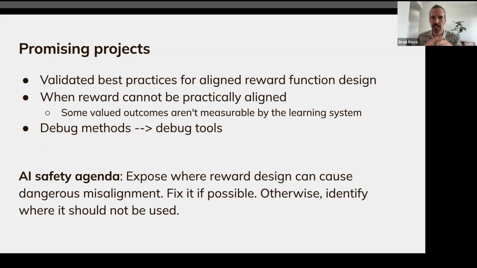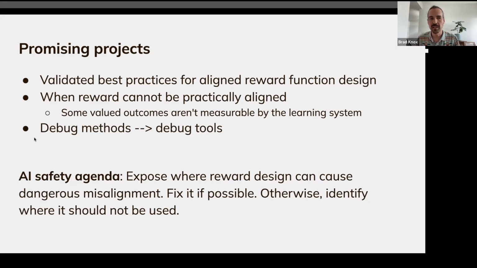So I sketched one possible set of best practices, but we don't have a validated set. And I think this is a big hole in the field of RL. Another one is sometimes the reward can't be practically aligned, or the RL objective can't be. So perhaps some outcomes that matter just can't be measured by the learning system. And so thinking about what to do in those situations would be impactful.